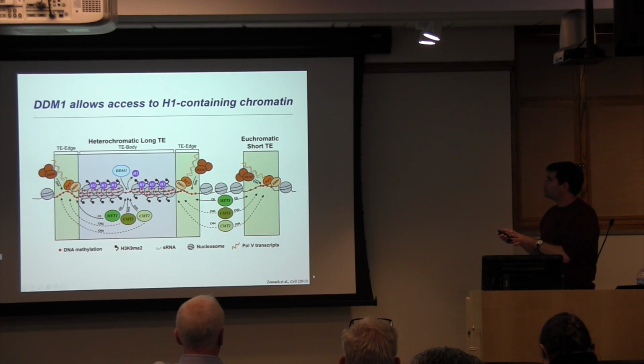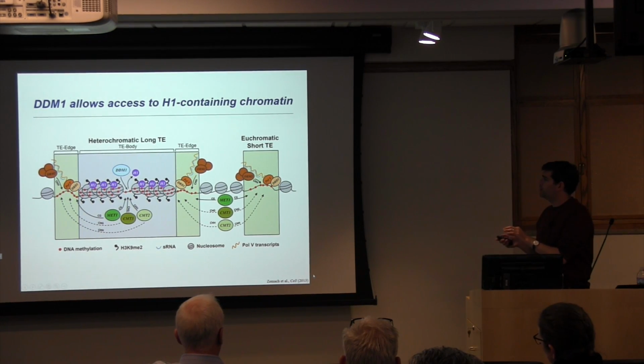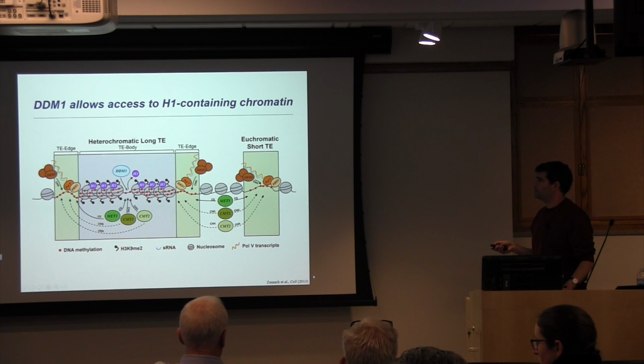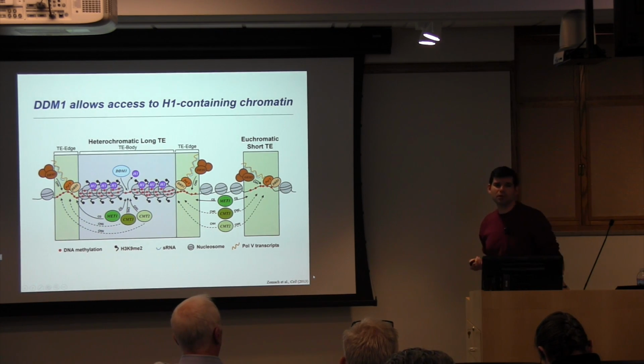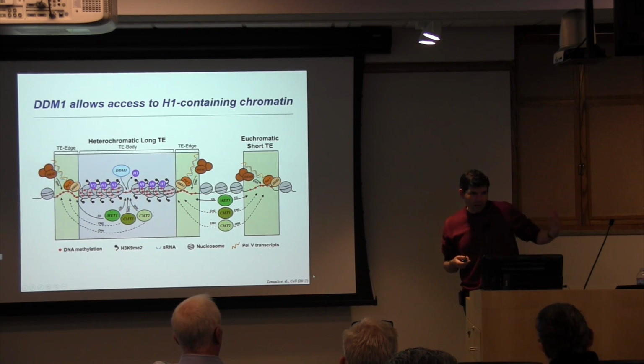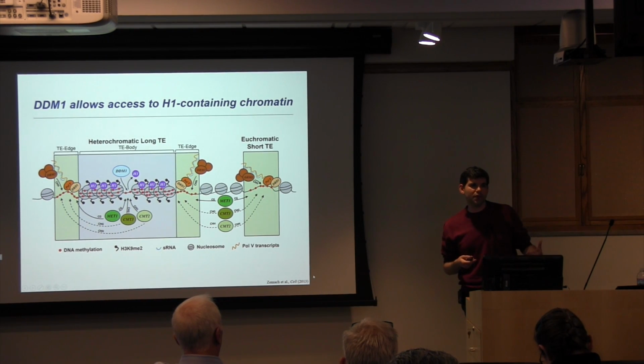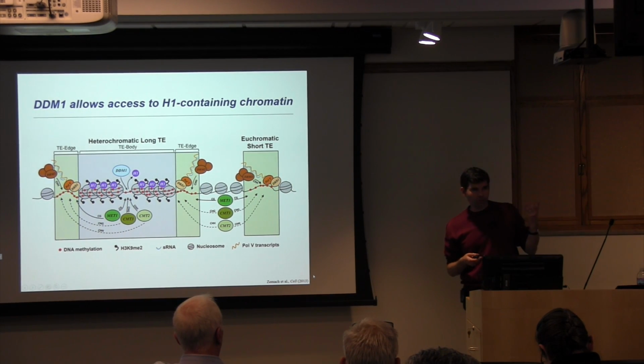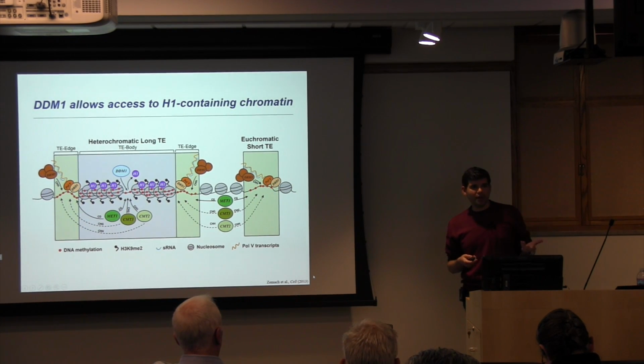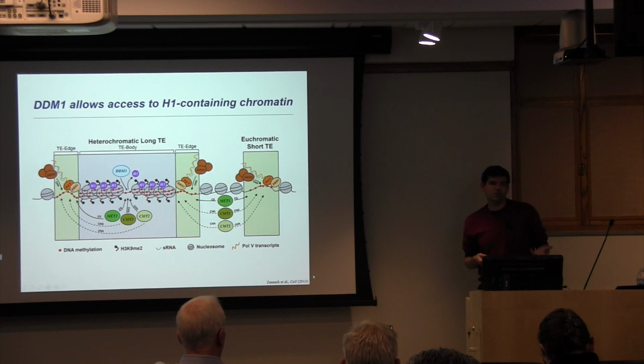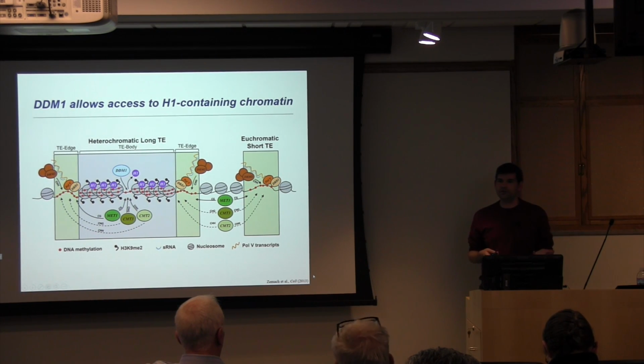But this model, though, still doesn't explain what it is that DDM1 does exactly. What kind of activity does it perform that allows methyltransferases to do their jobs, and how does it actually interact with H1? Does it remove H1? Is that what it does? And if that's what it does, why do H1 mutants have only a partial rescue of the DDM1 phenotype?